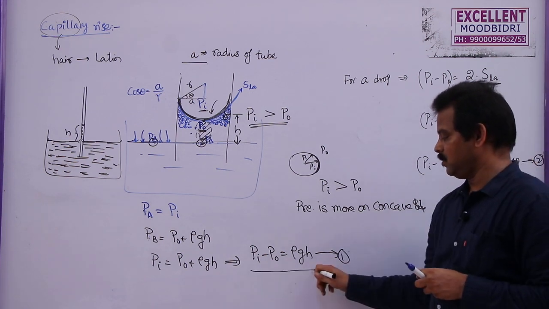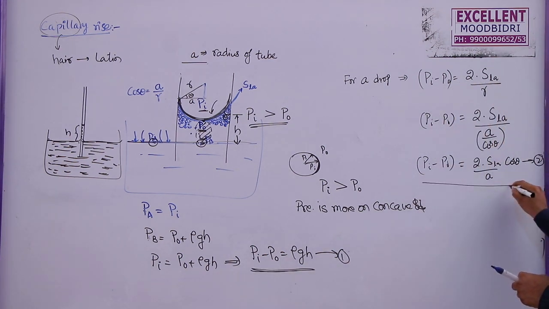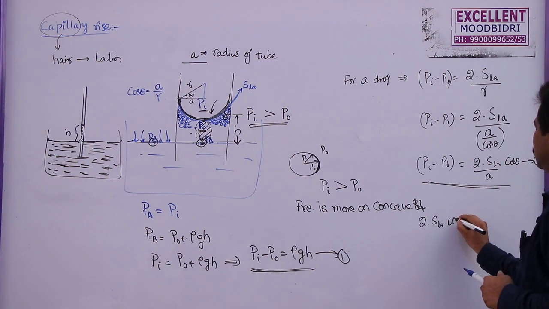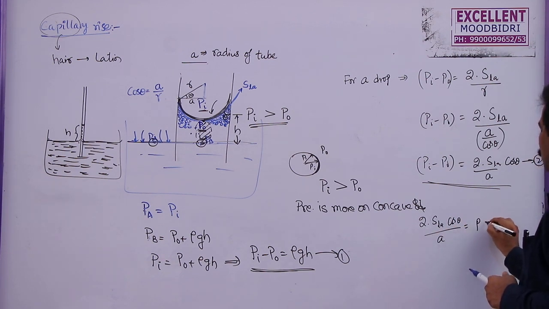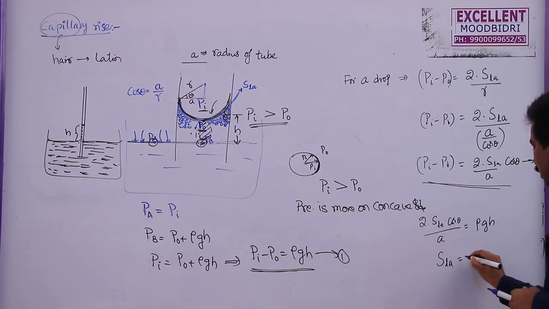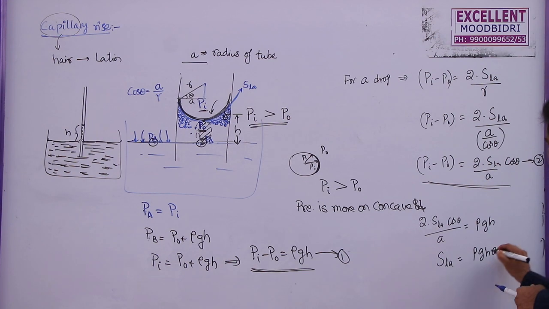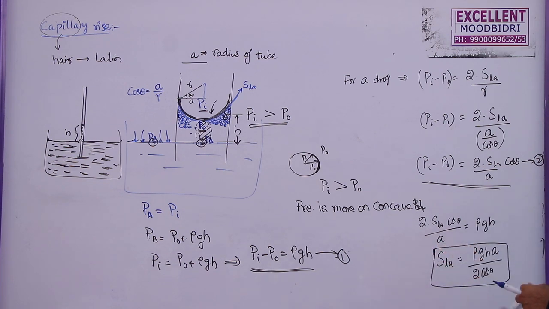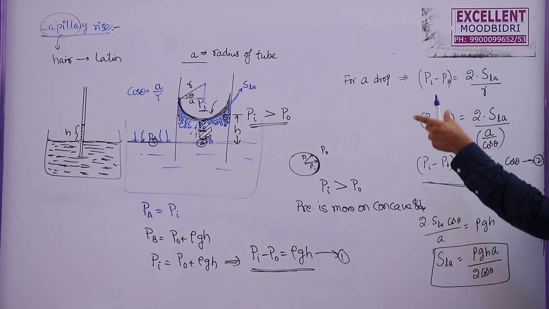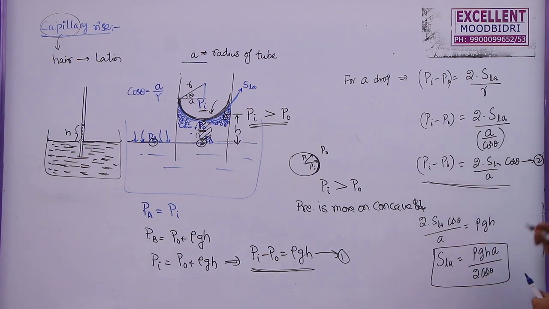In equation 1 I got Pi minus P0, in equation 2 I got Pi minus P0, so these two must be equal. So 2 times the surface tension of liquid, S_LA cos theta by A, is equal to rho g h. So if you cross multiply, S_LA is equal to rho g h A by 2 cos theta, where rho is the density of the liquid that we are taking, g is 9.8, h is the height of the liquid raised, and A is the radius of the capillary tube. So this is the surface tension of that liquid with air.